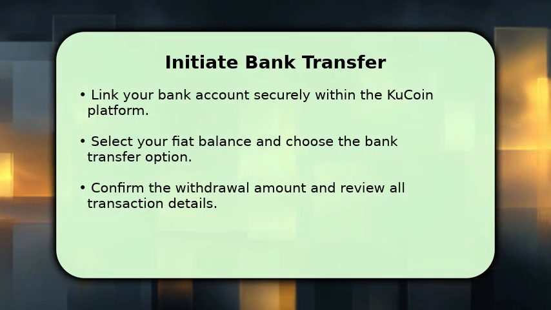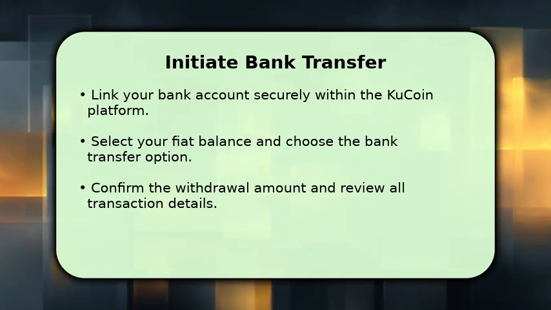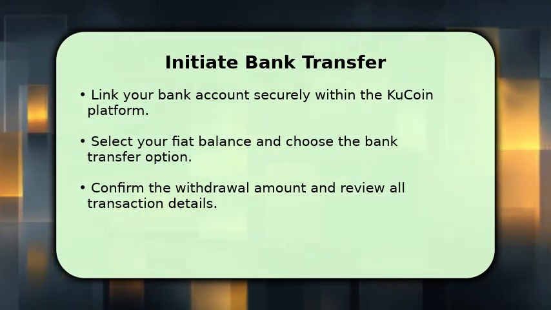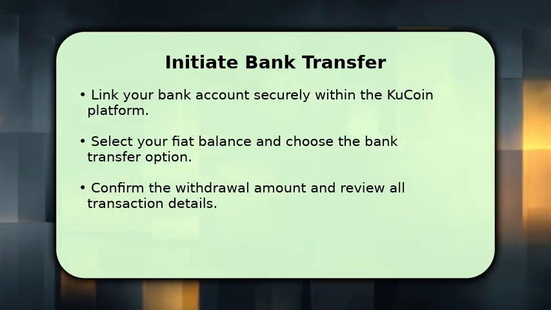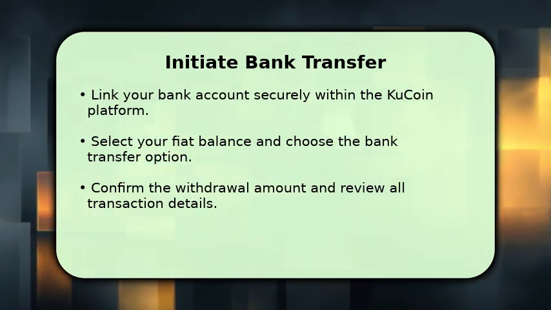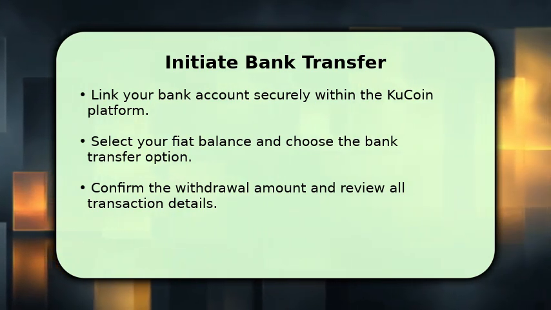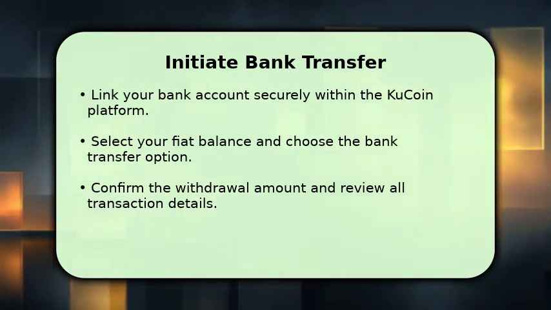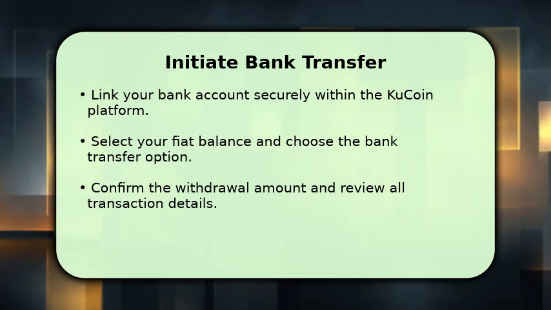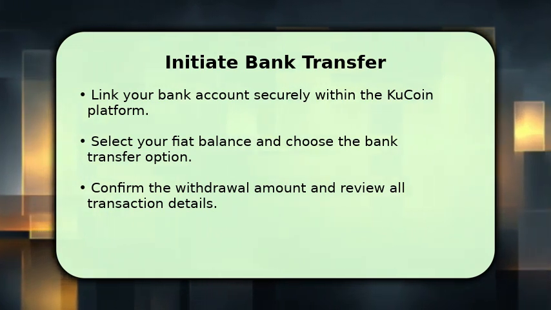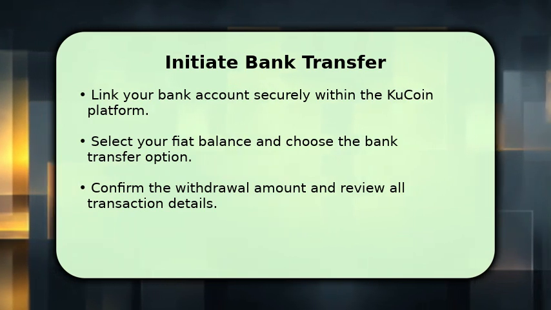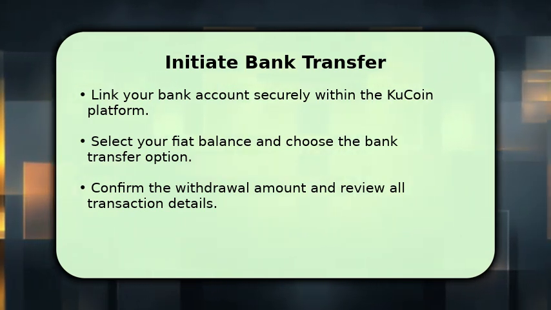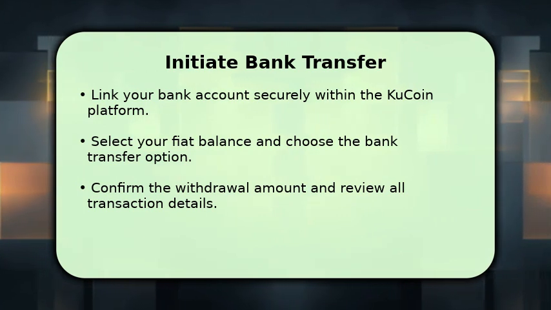Once your funds are in fiat currency, you can initiate the bank transfer. Go to your main asset account and select the withdrawal option for your fiat balance. You'll need to have your bank account details securely linked to your KuCoin profile. Enter the amount you wish to withdraw, ensuring it meets any minimum or maximum limits. Double-check all the information before confirming to prevent any errors or delays in receiving your funds.